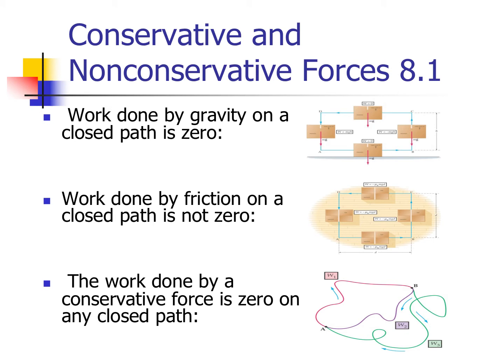So in the picture here we have three different scenarios: work done by gravity on a closed path, lifting an object off the floor and lifting it up and around. Then you have work done by friction on a closed path, meaning a box being moved around on a floor. And the last one: work done by a conservative force is zero on any closed path. It doesn't matter, as long as we indicate that it's a conservative force, meaning friction is being omitted or eliminated.